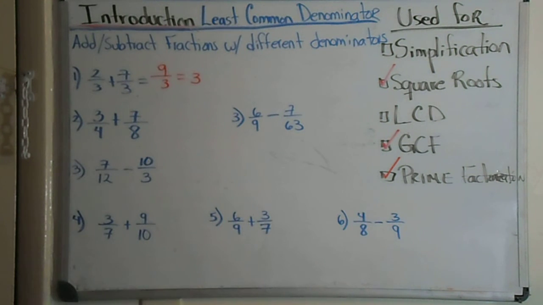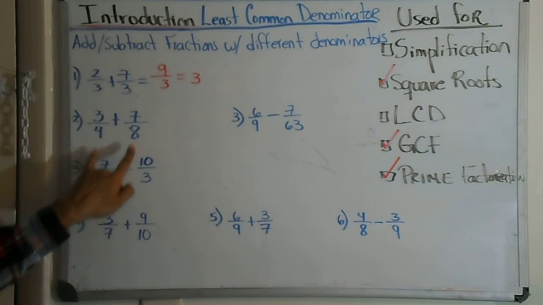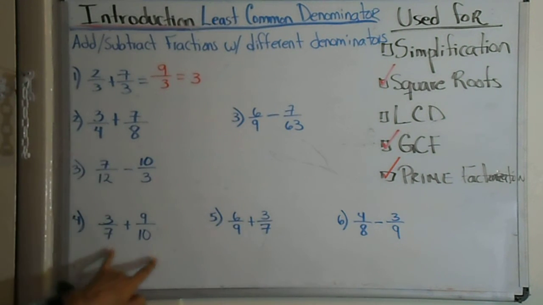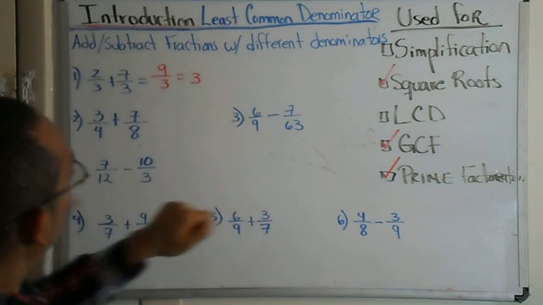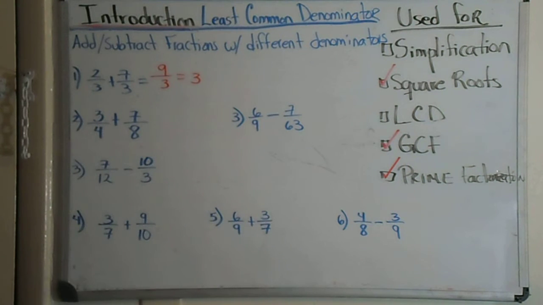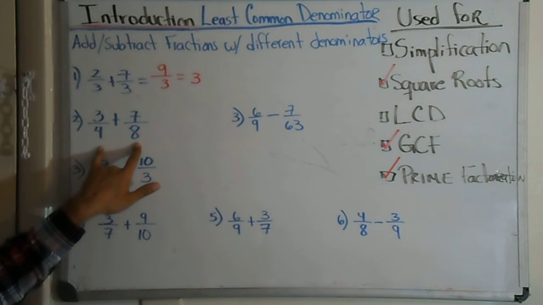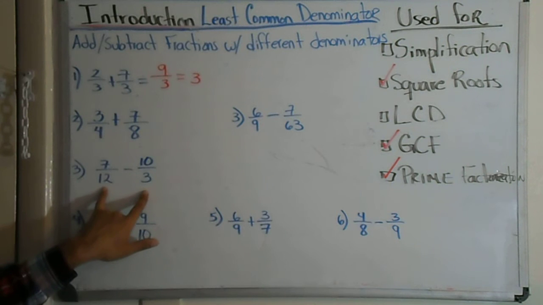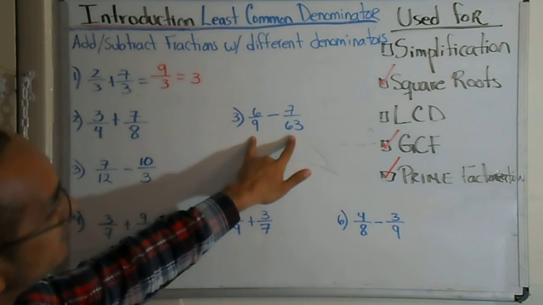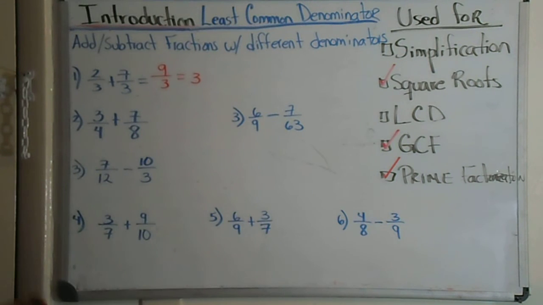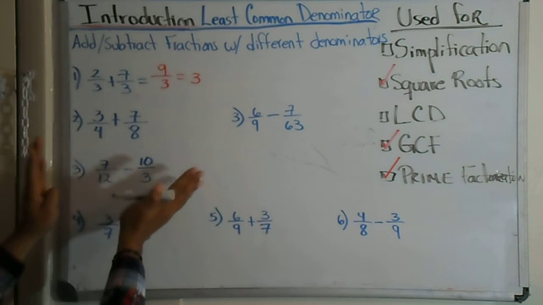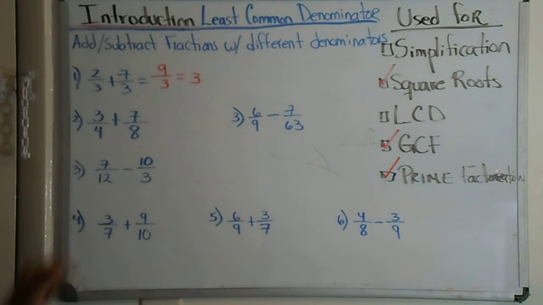Okay, now what happens when the denominators are different? Here they're different, all of them are different here. Now, there's two particular strategies to do some of these. So notice that here, the 4 and 8, they have a common factor. Here, they also have a common factor. 12 and 3 have a common factor. Okay, 9 and 63, they also have a common factor. So that's going to be our first strategy. Our first strategy is going to be the following.